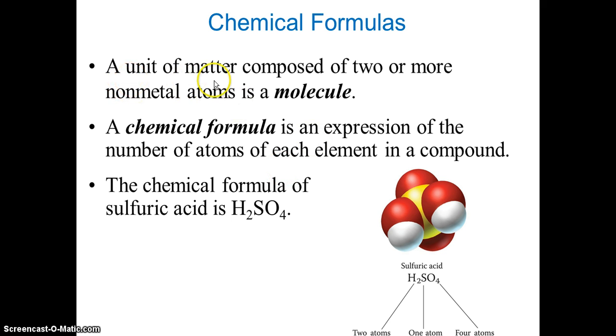Now, a unit of matter composed of two or more non-metal atoms is a molecule, and a chemical formula is an expression of the number of atoms of each element in a compound. You can see in this example sulfuric acid, H2SO4, where you can find two atoms of hydrogen, one atom of sulfur, and 4 atoms of oxygen.